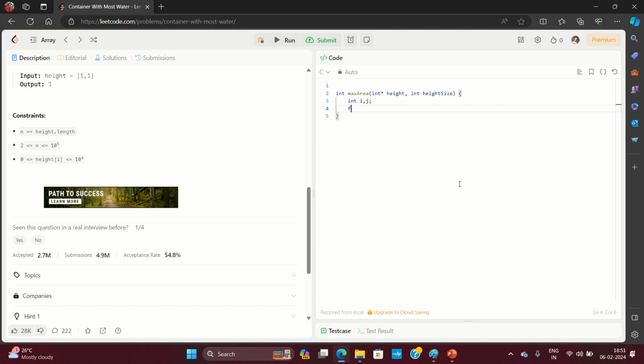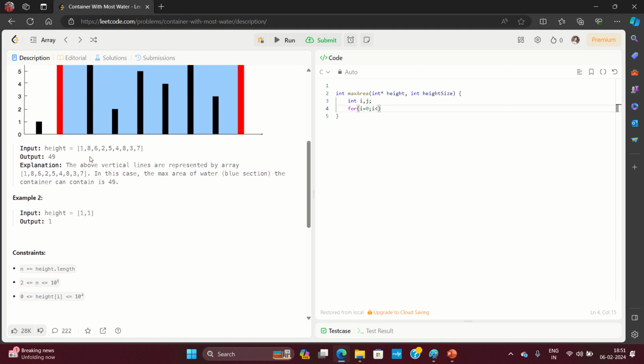And how will it run? So I will be running from 0 to the size of this array, that is your height size. Height size is the size of the array that is given here.